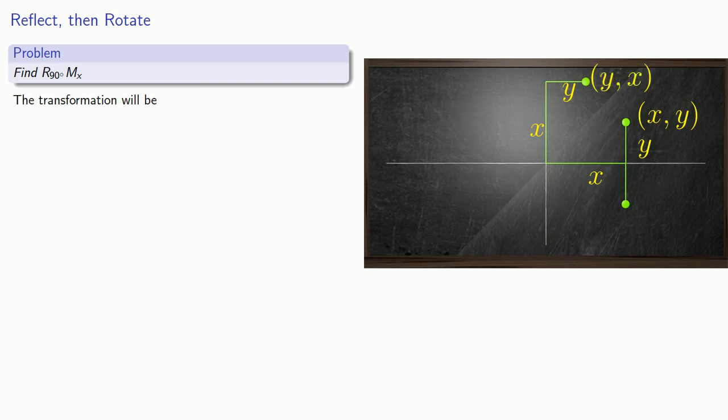So our new x-coordinate will be y, which we'll write down as 0x plus 1y. And our new y-coordinate will be x, which we'll write down as 1x plus 0y. And so we'll use the coefficients of these formulas to get our transformation matrix.